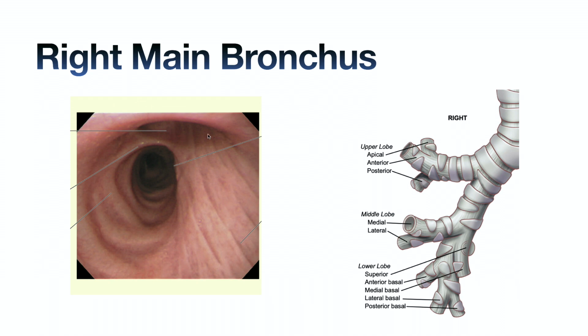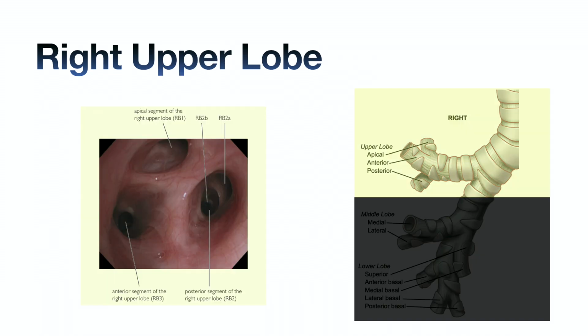At the top of the image, we will identify the first opening, which is the right upper lobe. The right upper lobe is sometimes quite difficult to visualize because of its acute angle. Entering the right upper lobe, this is the typical arrangement of the three segments of the right upper lobe: the anterior, the apical, and the posterior segment.